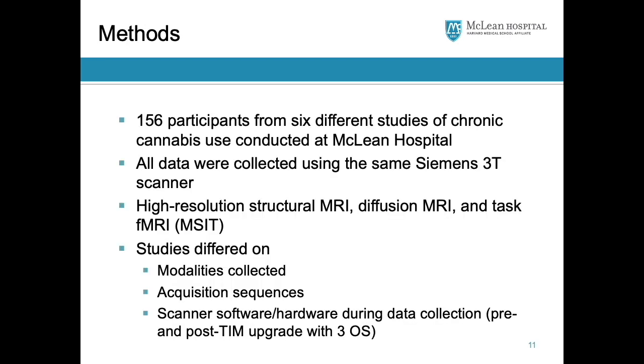So to demonstrate our technique, we used data from 156 participants from 6 different studies of chronic cannabis use that were conducted at McLean Hospital on the same Siemens 3T scanner, but spanning 3 different software versions, as well as a massive hardware upgrade from a Siemens Trio to Siemens TIM Trio that occurred during the span of the data collection periods for these different studies. We had multimodal data, and the studies differed on the modalities collected, the acquisition sequences, and the scanner software and hardware.